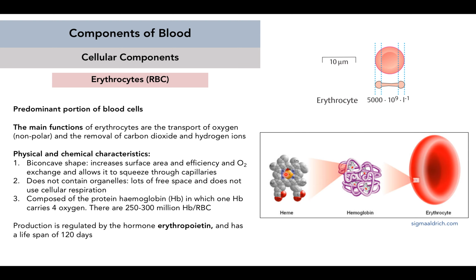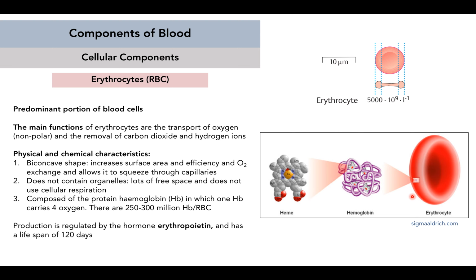And to do this, it's got a special shape. Firstly, it's got a lot of special characteristics. The first is the shape. The shape itself is biconcave. The reason for its biconcave shape is that it can increase the surface area and the efficiency of oxygen exchange, and it allows the cells to better squeeze through the tiny little capillaries.